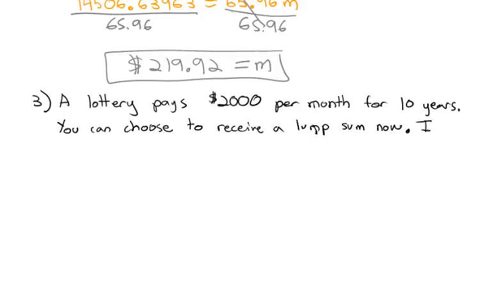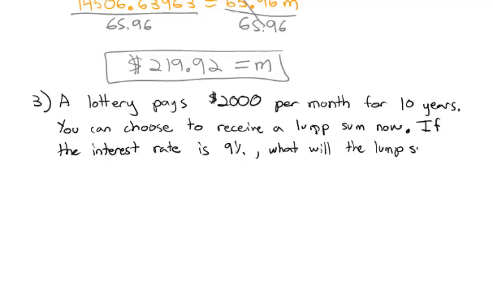Well, that depends on the interest rate. If the interest rate is 9%, what will the lump sum be? Lump sum now, $2,000 a month for 10 years. Depends. What should that lump sum be?